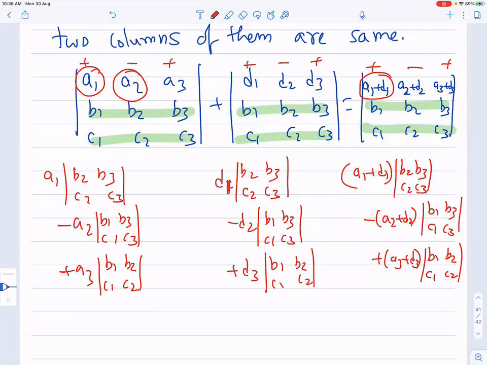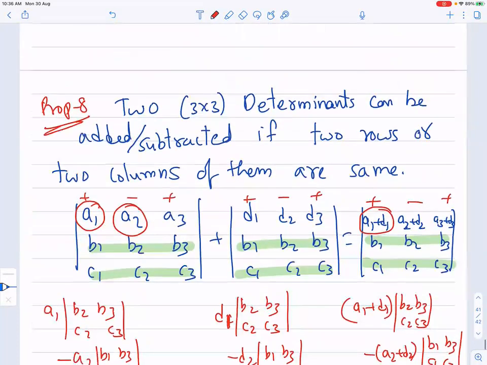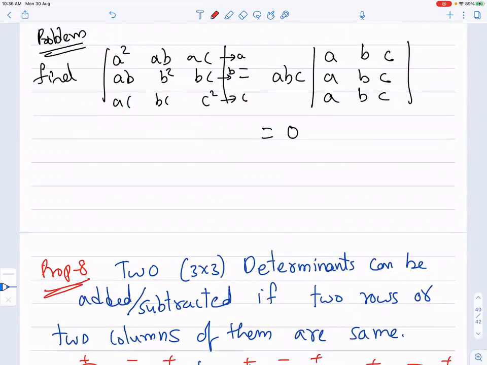Is it clear, students, how they are being added? Yes? Write it down. Actually, you need to write this question also, right? Yeah, write this.